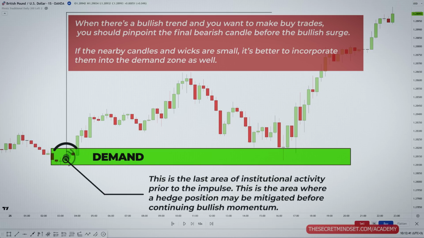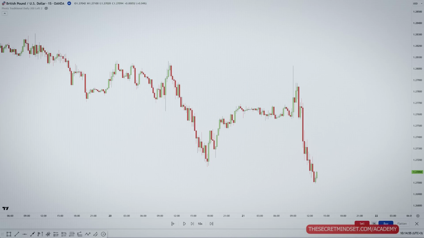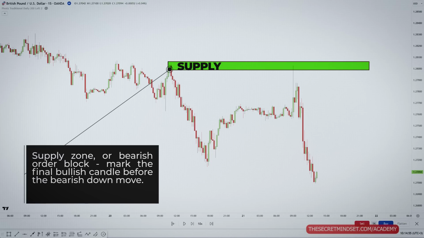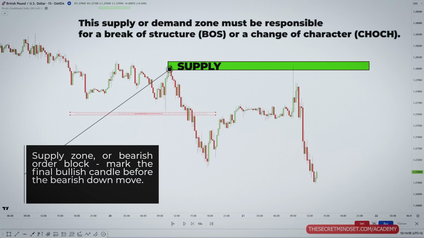So remember, this is the last area of institutional activity prior to the impulse. This is the area where a hedge position may be mitigated before continuing the bullish momentum. The same for a supply zone or a bearish order block. You mark the final bullish candle before the bearish down move. Now, very important, the supply or demand zone must be responsible for a break of structure or a change of character.